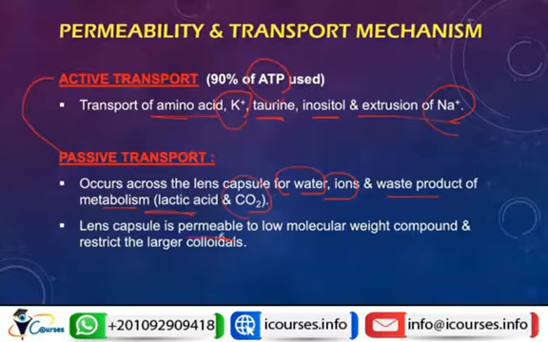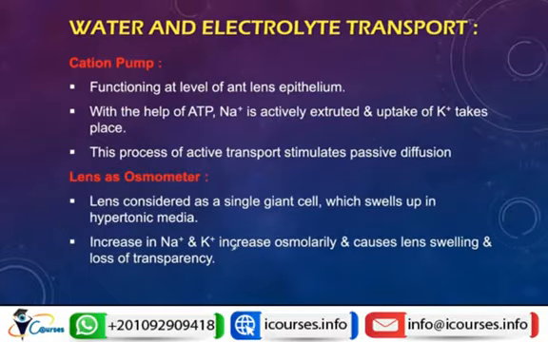As we said, the lens capsule is permeable to low molecular weight compounds and restricts the larger colloidals. There is what's called the cation pump, which is functioning at the anterior lens epithelium. With the help of the ATP, the sodium is actively removed from the lens and uptake of potassium occurs. As the sodium is removed from the lens, this will lead to a removal of water. This process of active transport will stimulate what is called the passive diffusion. So passive diffusion of water occurs after removing of the sodium.